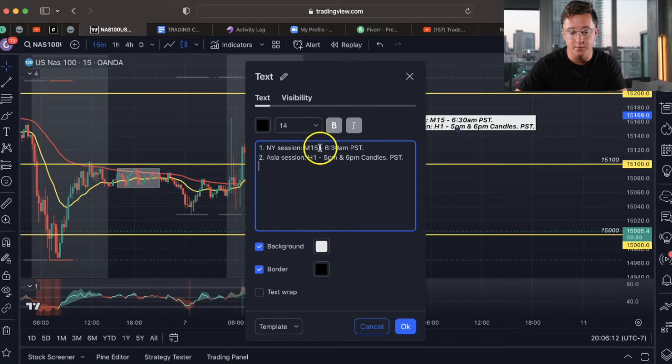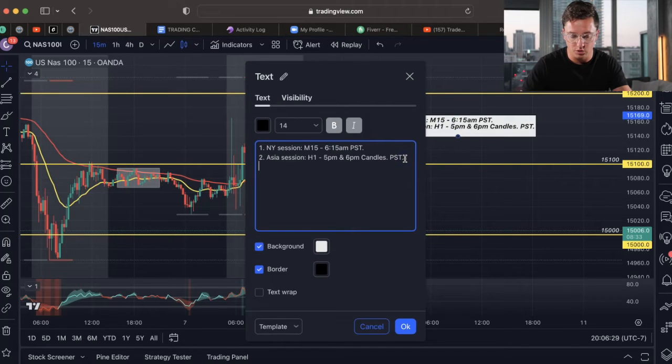So technically for the minute 15, I would say we have to correct this. We're looking at the 6:15 a.m. candle, which opens at 6:15 and closes at 6:30. I'm going to go over this with you guys in just a second. Just write down these times and take these notes so you have them.